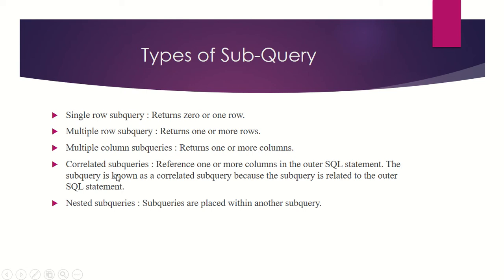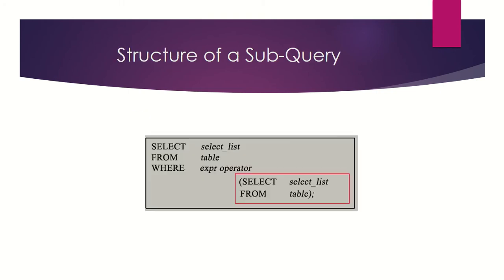A correlated subquery is something different when compared to the subquery. In a correlated subquery, the result of the outer query will be used by the inner query. So if you see, in the subquery, the inner query is independent of the outer query. The inner query can execute independently and the result of that will be used by the outer query in the subquery. But in a correlated subquery, for every row of the outer query, the inner query will be executed.